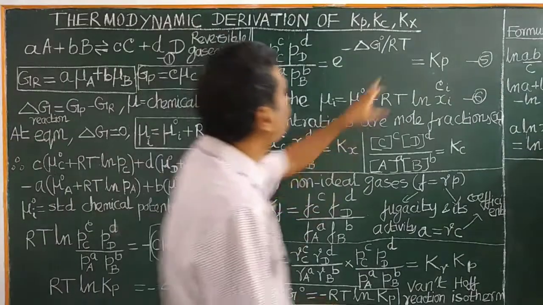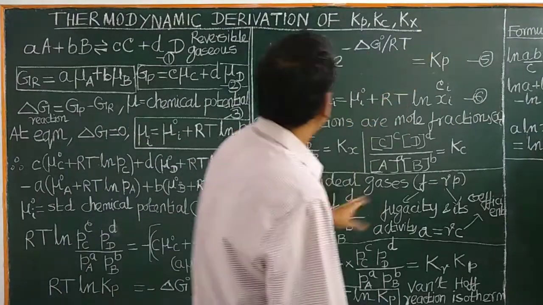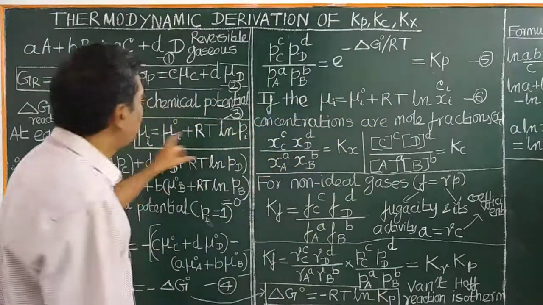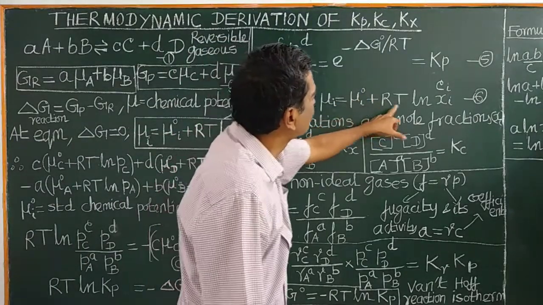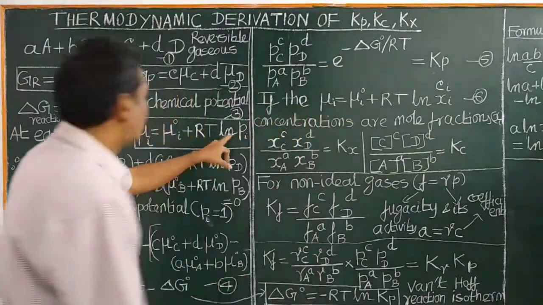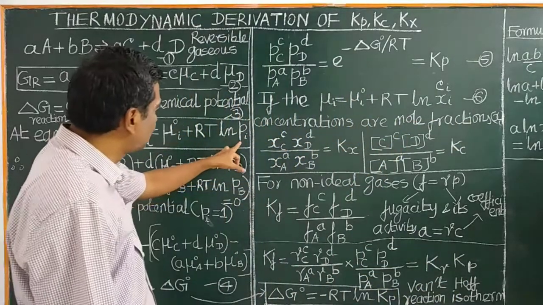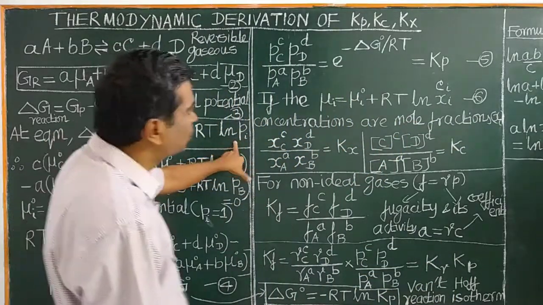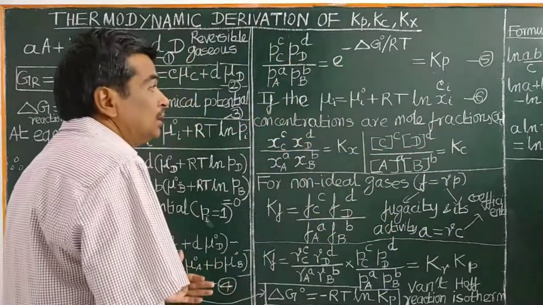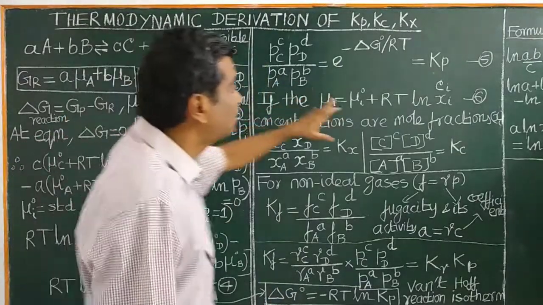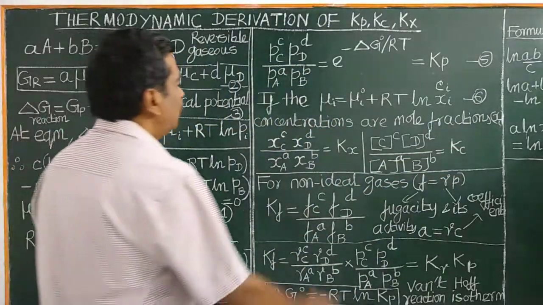Similarly, in terms of mole fraction, what is x here? The equilibrium constant in terms of mole fraction. Now, similarly, mu i, the chemical potential of the ith component, is equal to mu i naught plus RT ln Xi. In terms of partial pressure, this is the equation we have used. This is the chemical potential expression for the reactants and products expressed in mole fraction or in terms of concentrations.